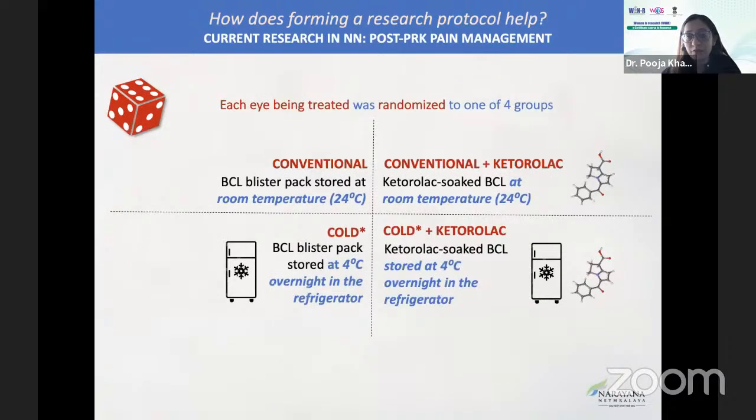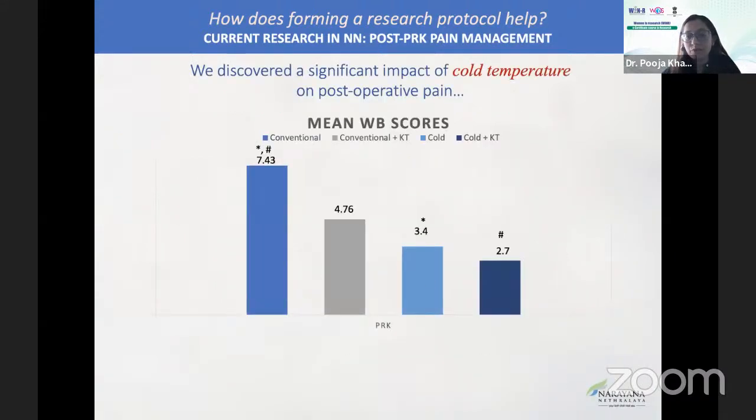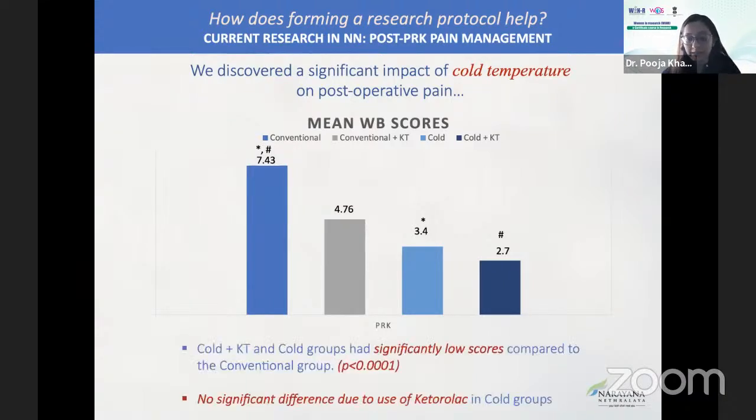So what we did was, this bandage contact lens we were using at room temperature, we just started keeping it in the refrigerator overnight at 4 degrees Celsius, which is known as the cold BCL. And what we saw was that the pain scores further came down. Conventionally it was 8, then it came down to 5 with the ketorolac soaked BCL. But when we started using a cold bandage contact lens, our scores came down to an average of 2, which is hardly anything. So we discovered a significant impact of cold temperature on post-operative pain, with or without ketorolac as well.